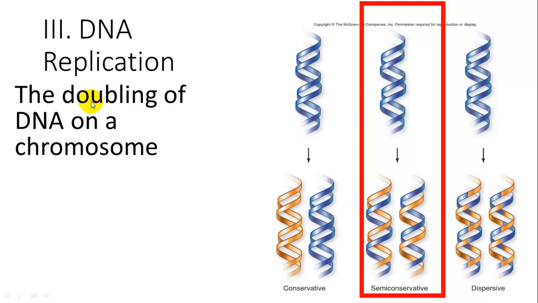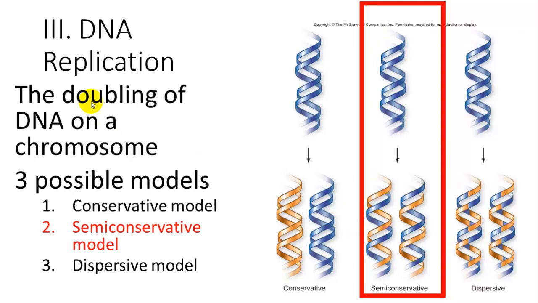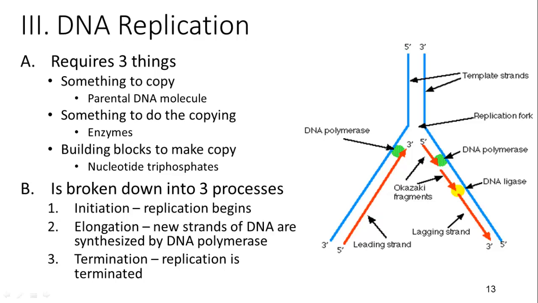Now, based on experiments, they discovered that the semi-conservative model is the correct way that it replicates. So DNA replication then requires 3 things. First, it requires something to copy. So that's going to be our parental DNA molecule. That's going to be our blueprint for what to do. It requires something to do the copying, which is a bunch of enzymes. Okay, these enzymes help break things apart, help add things on, makes it go very quickly. And then you need building blocks to make the copy. So you need nucleic acids to add on to there.